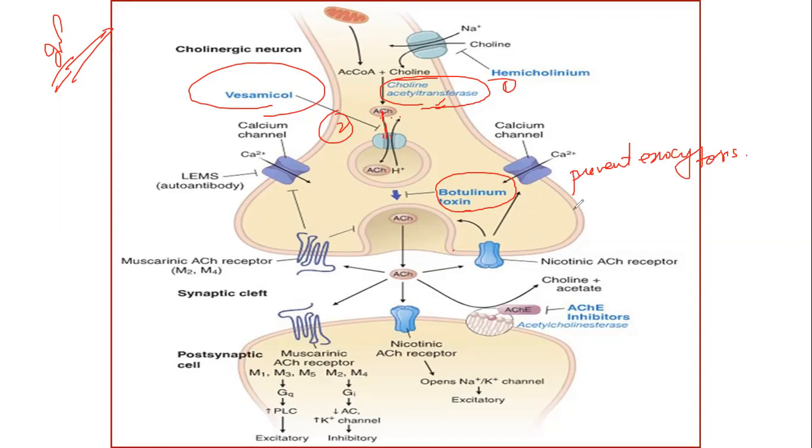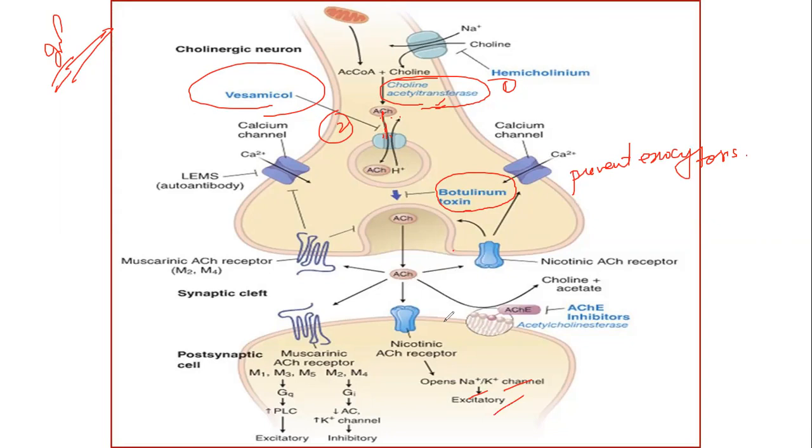Okay. Now, suppose it is getting released, and now this is present in the synaptic cleft. What happens? It goes and binds to its receptor, it gets opened up, and only the Na+ K+ channels get excited. Now, what happens to the remaining neurotransmitter which is present in the synaptic cleft?